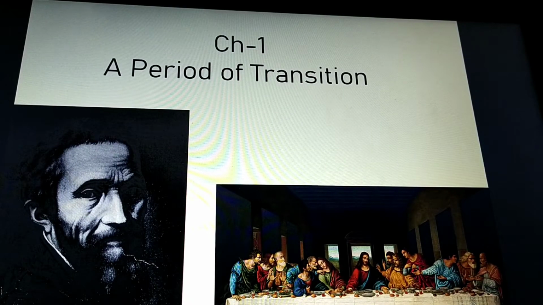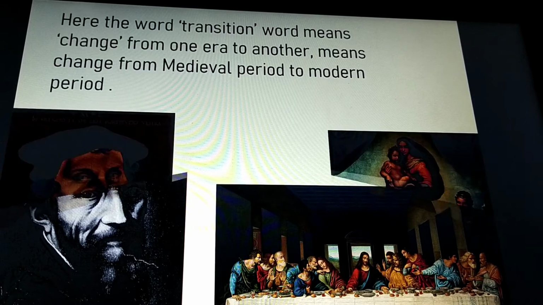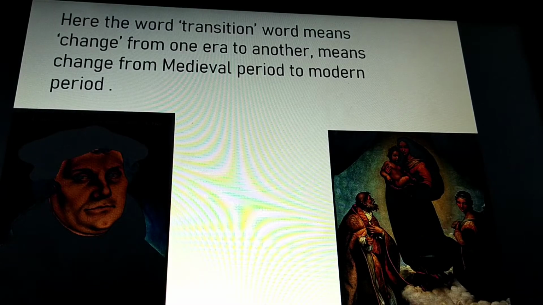Children, today we will do the revision of the first chapter, a period of transition. Here the word transition means change from one era to another, that is, change from the medieval period to the modern period. In this chapter, we will study the meaning of Renaissance, what were the causes of Renaissance, its features and impact. Then we will see what discoveries were done and which new places were explored.